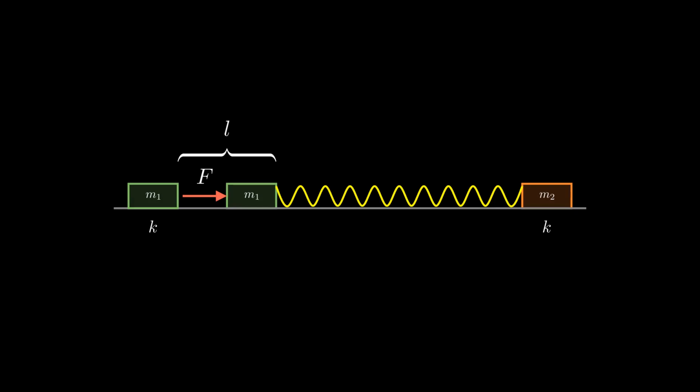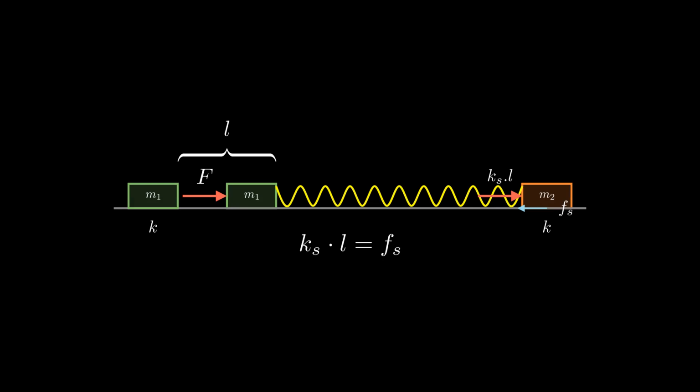Now look at block M2. The spring pushes the block M2 with a force Ks times L. This force is opposed by the static frictional force. So I can write Ks times L is going to be equal to the static frictional force.